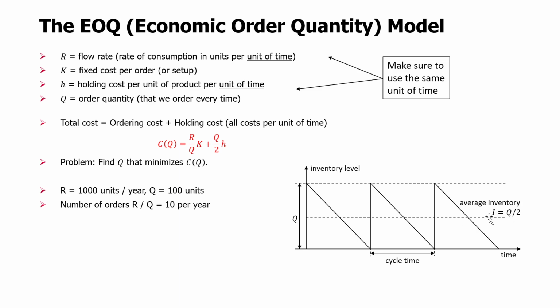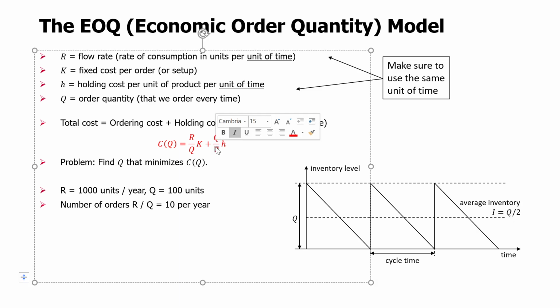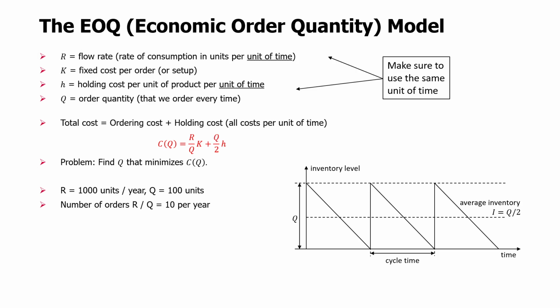So for that reason, we use average inventory Q over 2 as an input for calculating the holding cost part. So how can we minimize this total cost of ordering and holding?